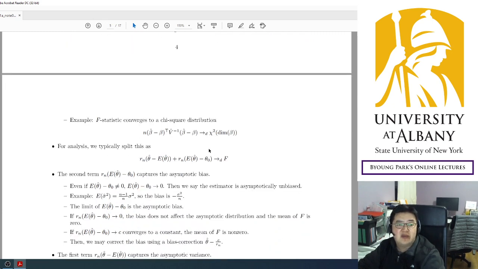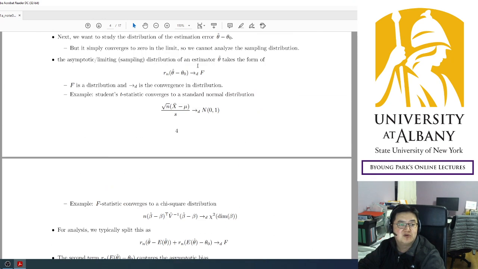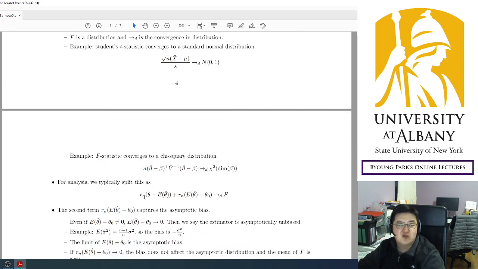And it helps to decompose. So this is the limiting distribution. We are going to decompose this into this. So think about this and this. And let's study the second term first. The second term is about asymptotic bias.